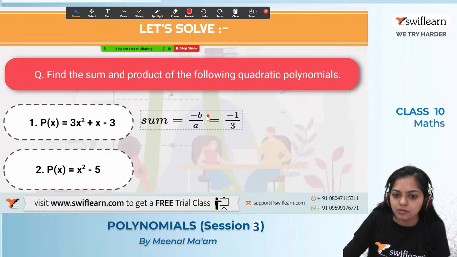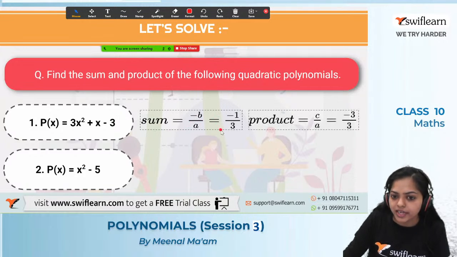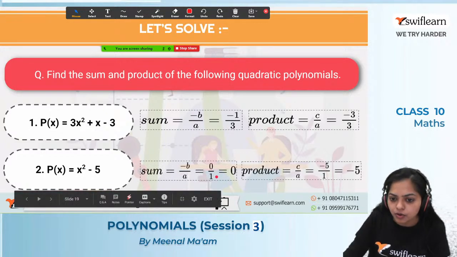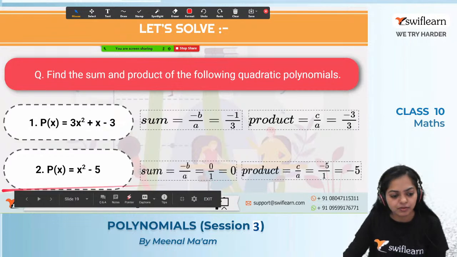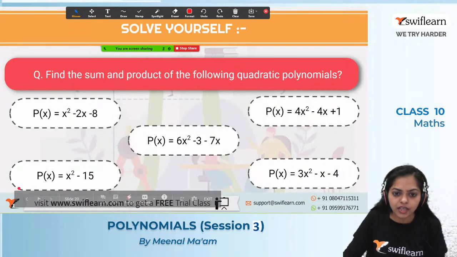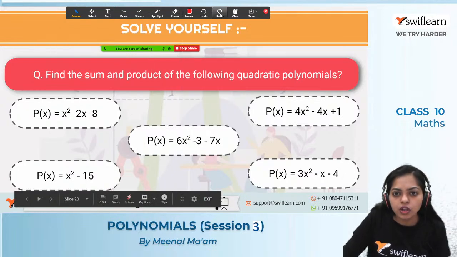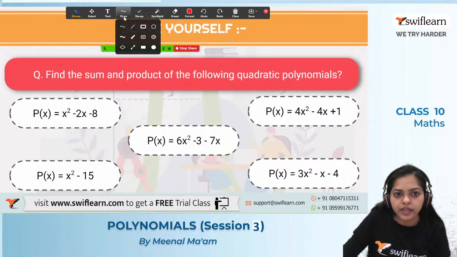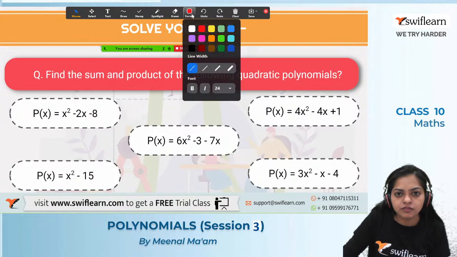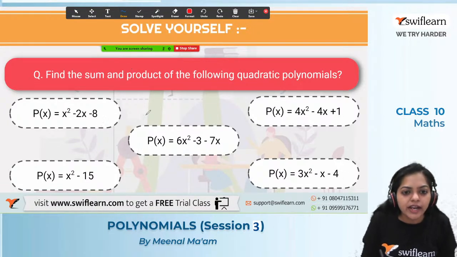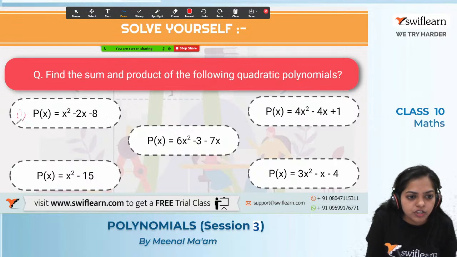So see, sum will be equal to minus b by a. Let's revise. And product will be equal to minus 3 by 3. And here sum will be equal to minus b by a, that is 0. And product will be equal to minus 5. Got it? Okay. So let's move on to some more questions. Let's solve 2-3 questions to have a better understanding of this formula. So find the sum. Let's solve this first one.